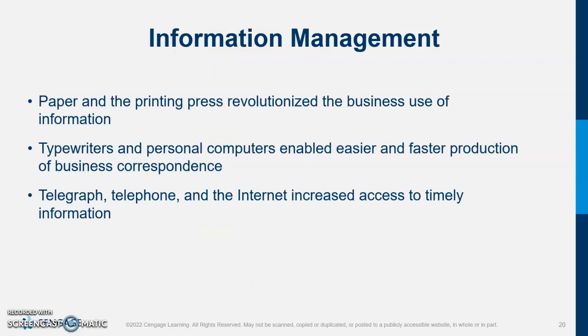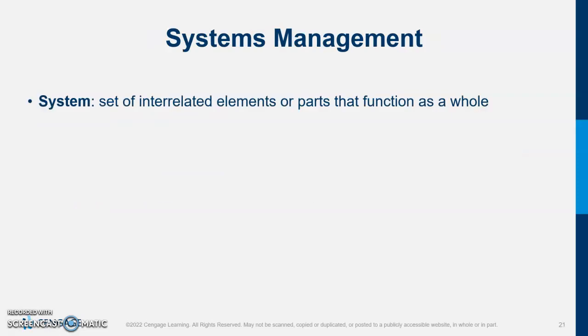And so things like just-in-time inventory really depend a lot on information management. And some things that really were instrumental in the development of information management were paper and the printing press. Then we had typewriters, then personal computers, telephones, the internet, etc. And all these things have led us to become more efficient and effective.